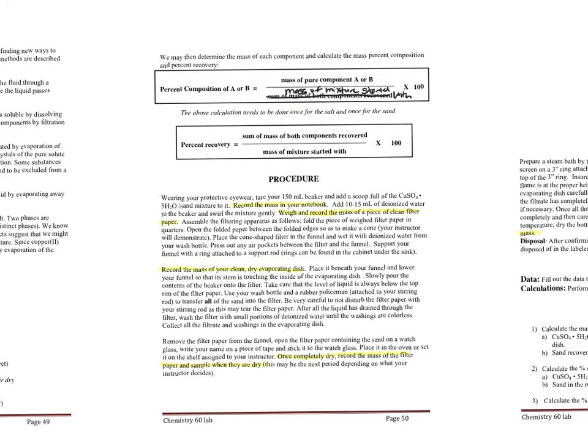The next definition, percent recovery. We're looking here at the sum of the mass of both components recovered. So you get the mass of the copper(II) sulfate that you recover, the mass of the sand that you recover, add them together, divided by the mass of the mixture that you started with, times 100 to make it a percent.